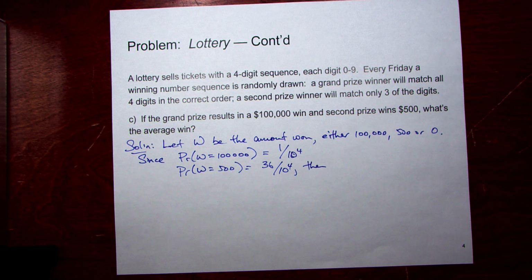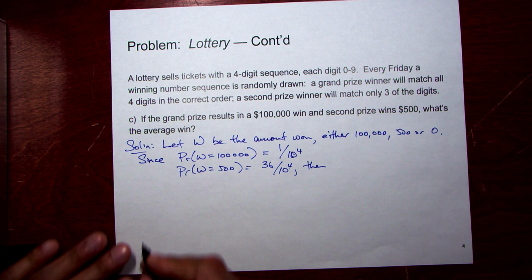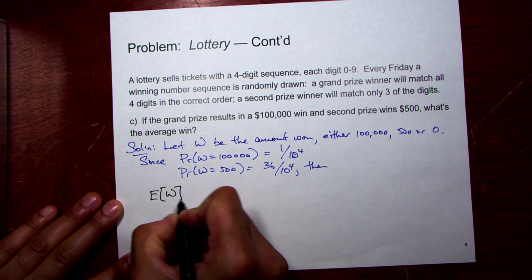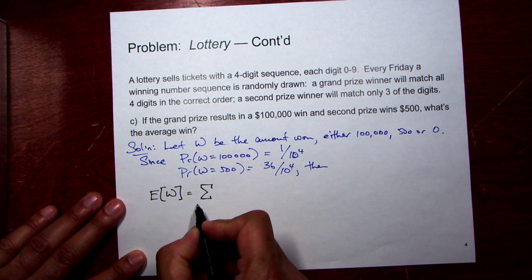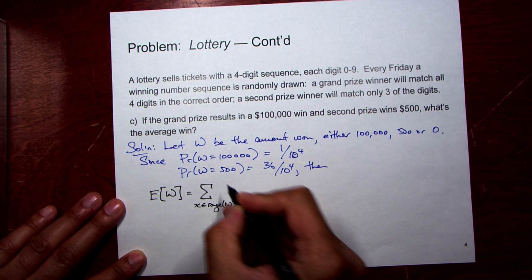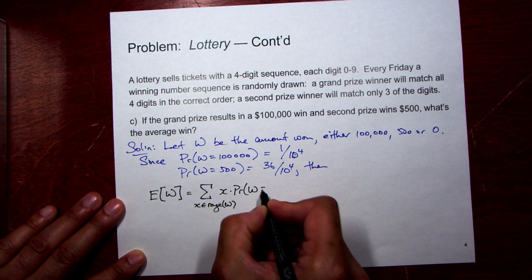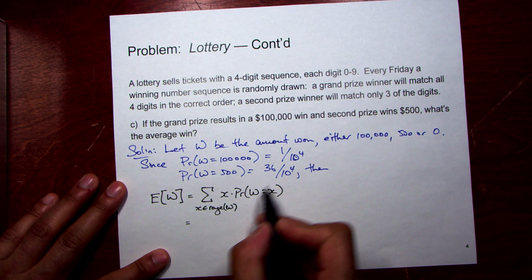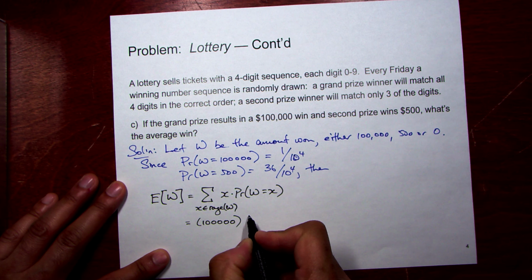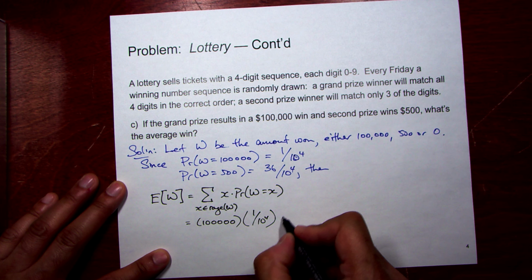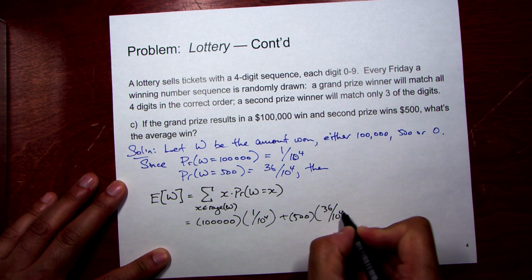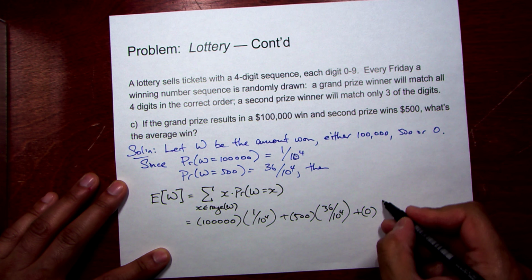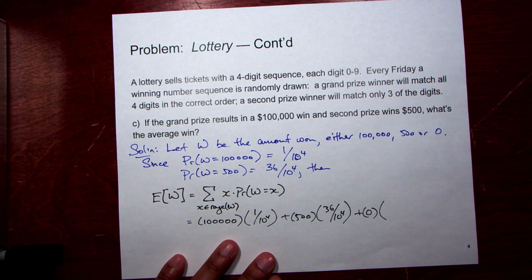Then we're going to use the expected value formula. I'm just going to change pens so that we can see it really clear. So the expected value of W is the sum over all x's in the range of W of x times the probability that W is equal to x. And there are 3 things to do. 100,000 times 1 over 10 to the 4. 500 times 36 over 10 to the 4. And 0 times, I don't know that we care, right? We're multiplying by 0. This is actually a really nice thing about having an outcome of 0, because it makes the multiplication easy.